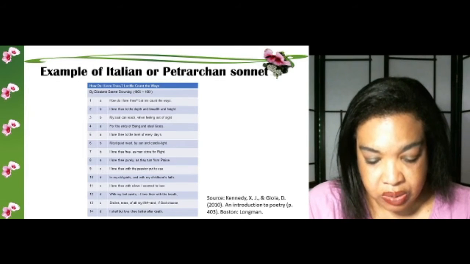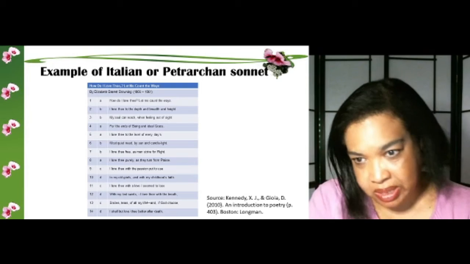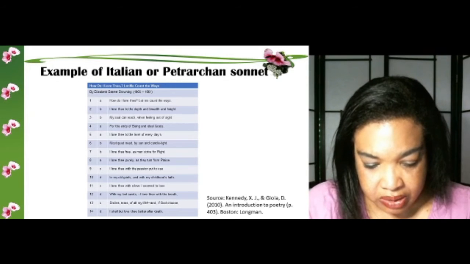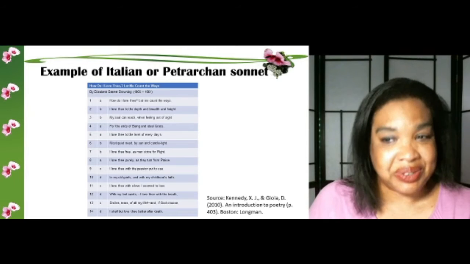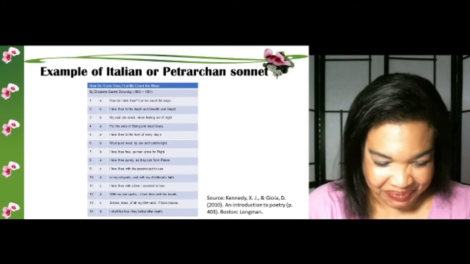You can see that this one is also Italian, not just because I wrote it up there, but it also follows the octave and the sestet rule. But let's read it first, and then we'll analyze.